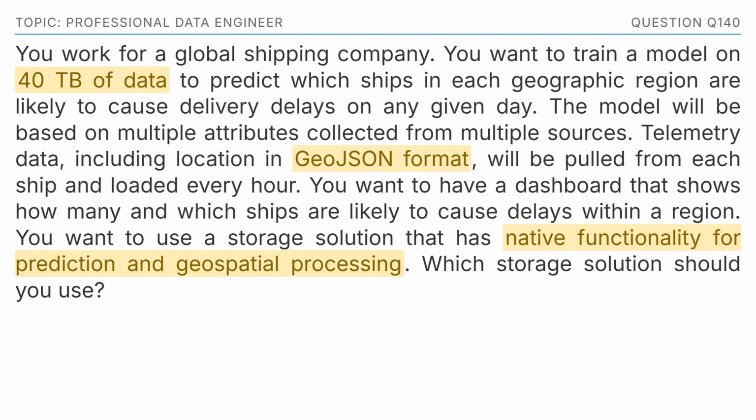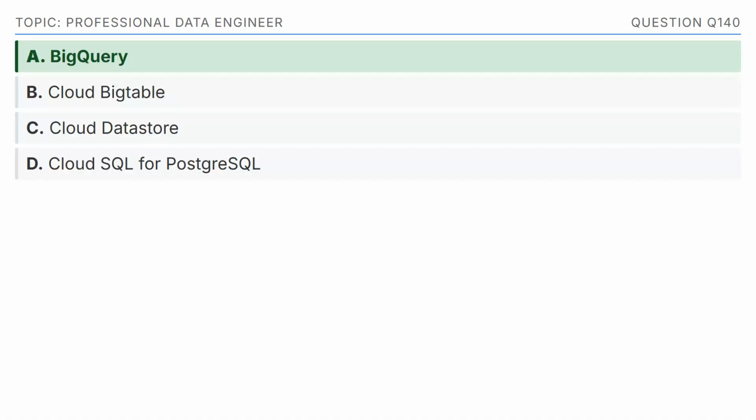To arrive at the correct answer, we focus on the keywords 40 terabytes of data, GeoJSON format, native functionality for prediction and geospatial processing. The correct answer is option A, BigQuery.